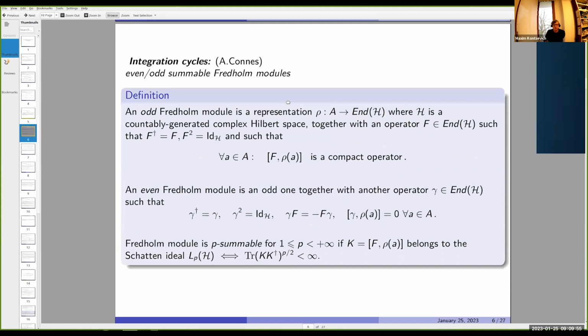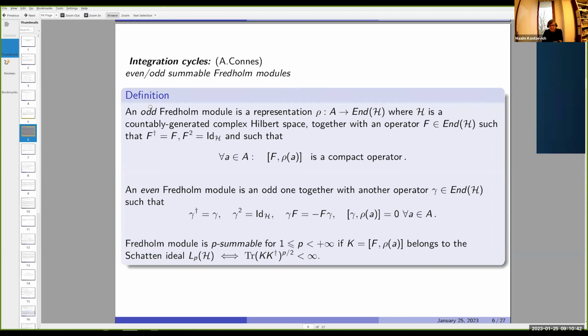And Alain Connes proposed many years ago, what are non-commutative geometry integration cycles? The things which are called even or odd summable Fredholm modules. It's some gadget. It's some representation of your algebra by bounded operators in a countably generated complex Hilbert space, with a splitting of the space into a direct sum of two subspaces, or you can say you have an operator whose square is identity, which is self-adjoint, so the eigenvalues are plus one and minus one.